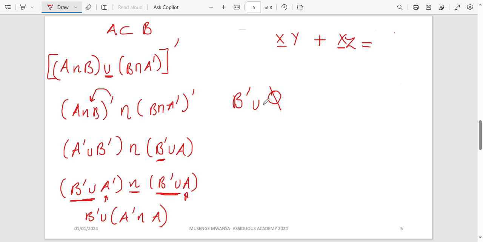And what is B complement union empty set? It is B complement. Very good. So this is going to be the final answer. Is this okay?